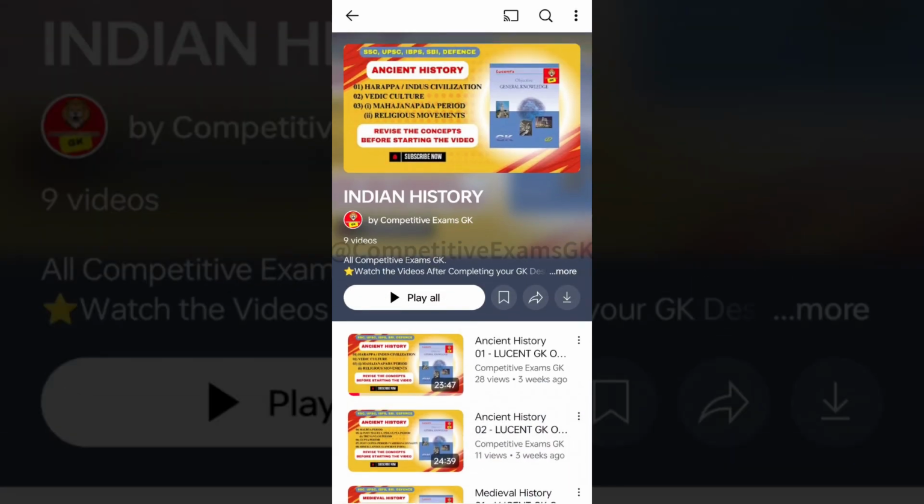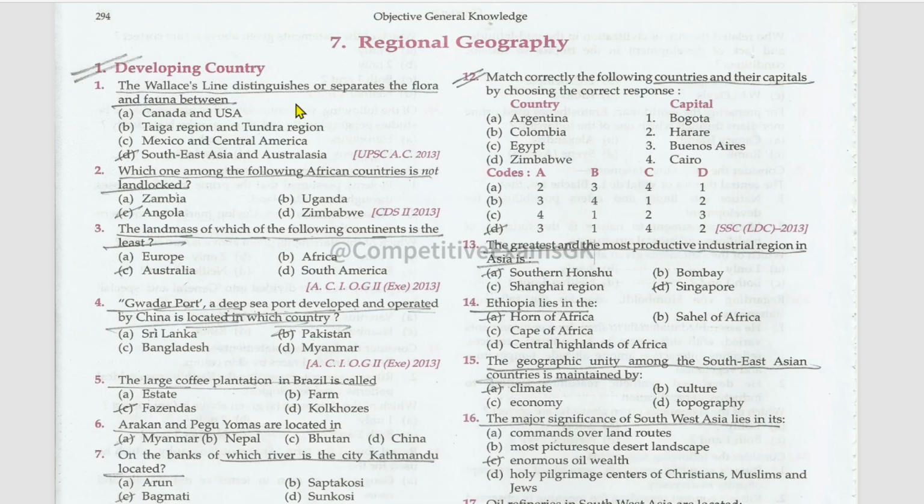The Wallace line distinguishes or separates the flora and fauna between Southeast Asia and Australia. Which one among the following African countries is not landlocked? That is Angola. The landmass of which of the following continents is the least? That is Australia. Gwadar Port, a deep sea port developed and operated by China, is located in which country?